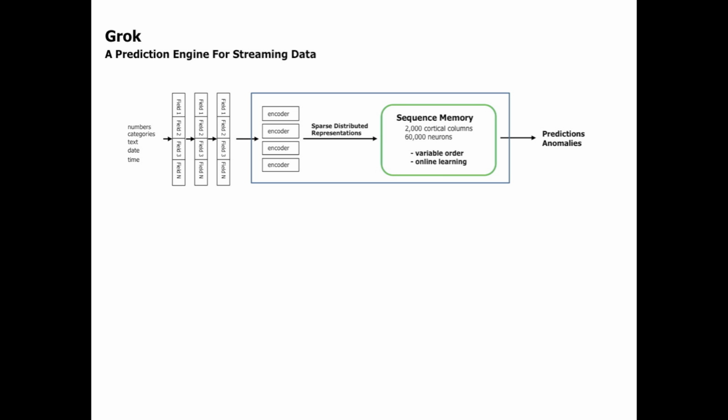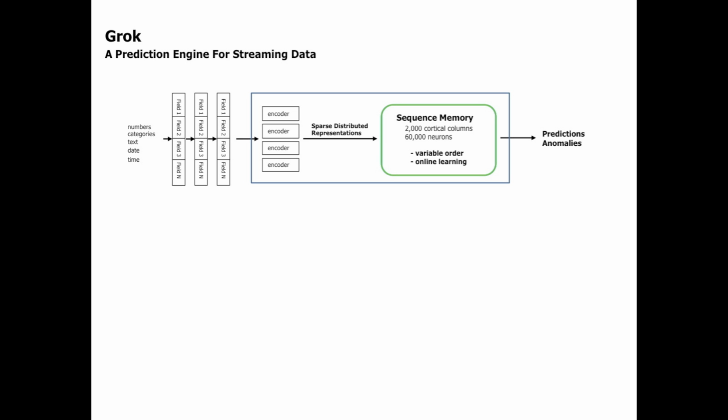It takes a stream of records. Each record consists of one or more fields. Those fields can be numbers, categories, text, date, time, pretty much any kind of data. The important thing is that for different types of data, we have encoders, and we turn them into sparse distributed representations. So if I have a number, I turn it into a sparse distributed representation. If I have a category, I put it into a sparse distributed representation, and so on. Dates and time, same thing.